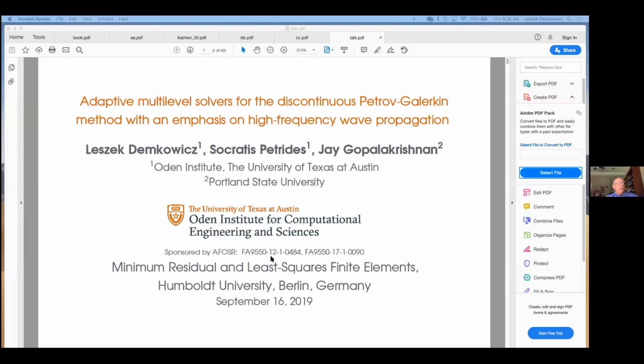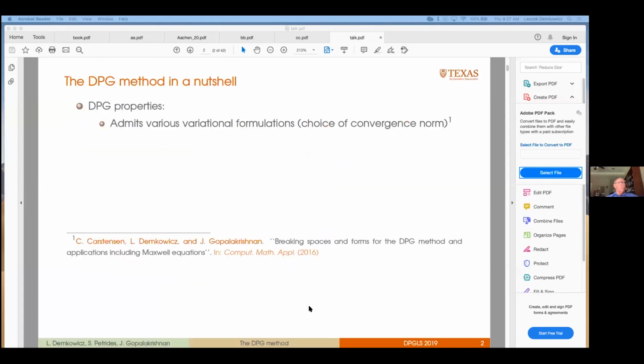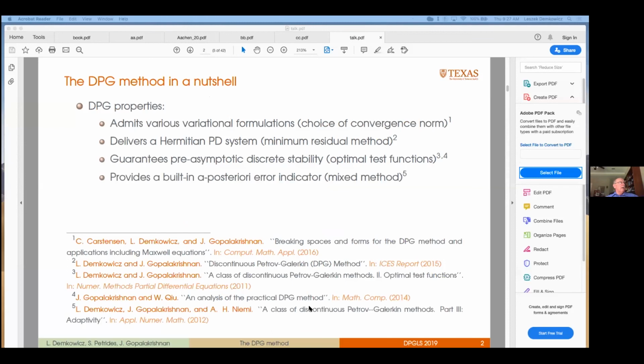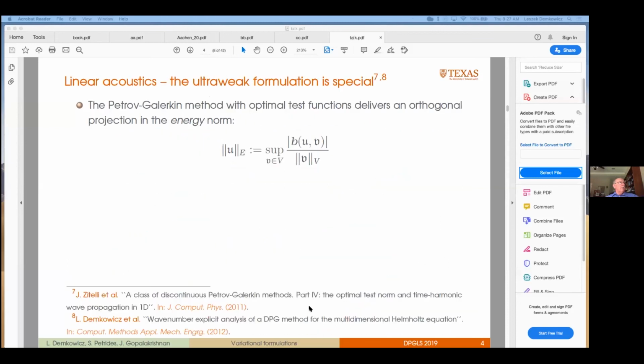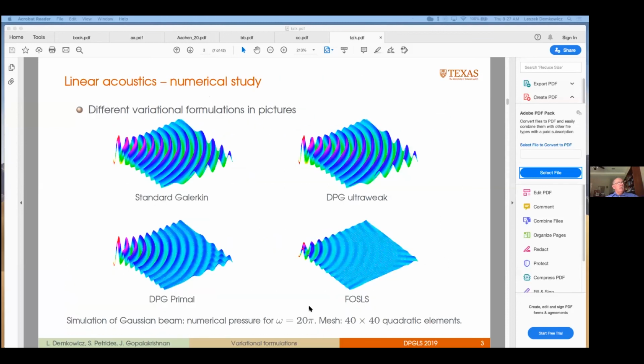This was a presentation I gave last year in Berlin, in Germany, at Humboldt, where we held our fourth workshop on DPG methods. Stefan was there. So I will save you all the theory, but show you some pictures. So this was a different problem, linear acoustics.